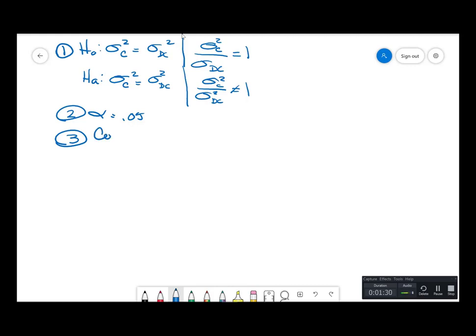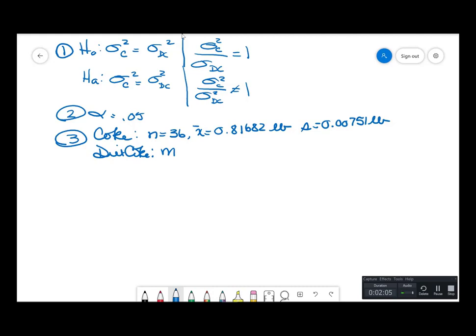So when we have Coke, there's 36 cans in our sample. The mean weight of the can is 0.8168 pounds. And our standard deviation is going to be 0.00751 pounds.